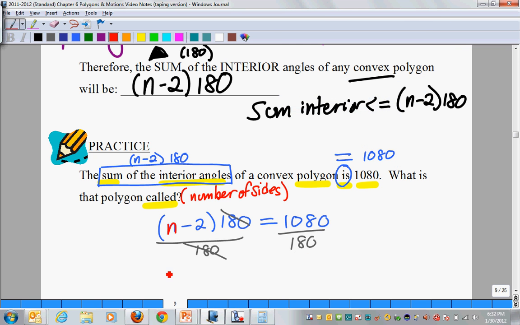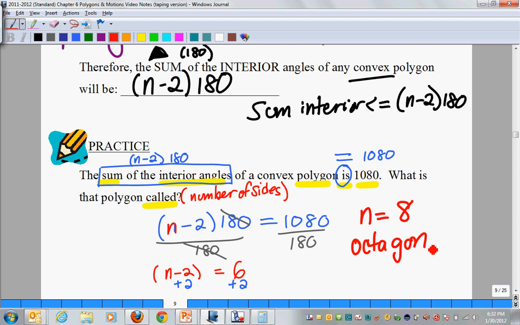So I have my next line, n minus 2 equals 6. Now I'm going to add 2 to both sides. So I find out that the number of sides we're dealing with here is n equals 8. And what is that called? That is an octagon.